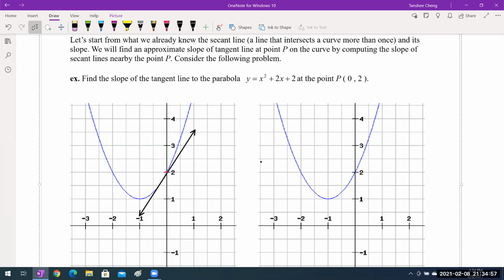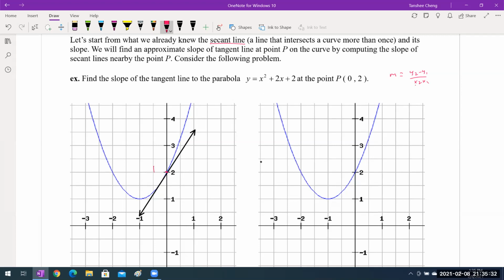Because the slope formula, m equals y2 minus y1 over x2 minus x1, needs 2 points. So what we're going to do is start from a secant line, and use the slope of the secant line to approximate the slope of the tangent line.